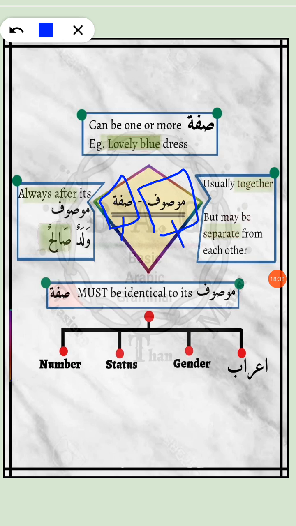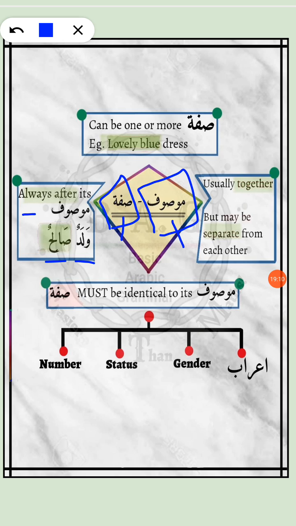This is in contrast to what we see in English. We say a good boy, for example, so the adjective is coming before the one that is being described. However, this gets flipped in Arabic. The musuf comes first, followed by your sifa. That's what I say here, that the sifa is always after its musuf. So, waladun salihun: a pious boy.